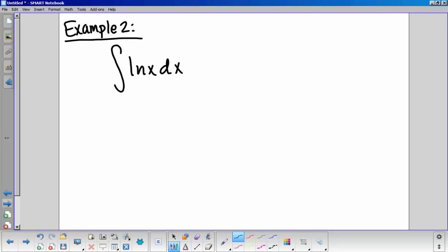But whenever you see a log, you need to think integration by parts unless you see its derivative. Okay, do we see ln x's derivative anywhere in that integral? When you see a log all by itself, and you don't have 1 over x with it, because if you see ln x over x, that's going to be u substitution. Here, I don't have 1 over x, so I can't use u sub.